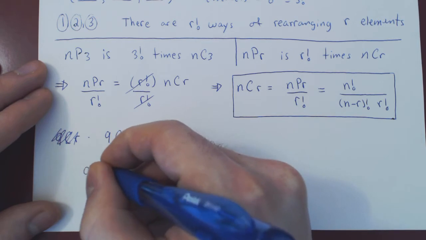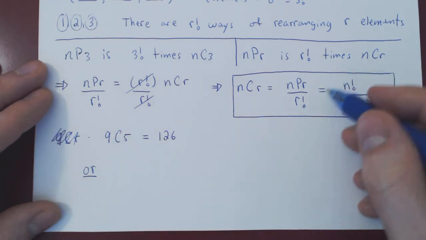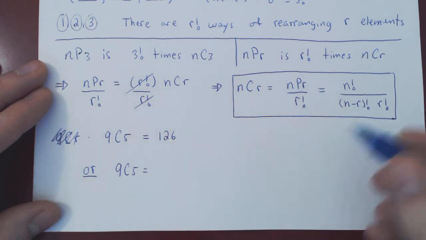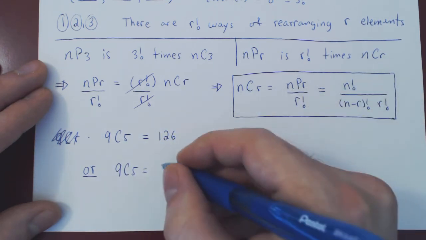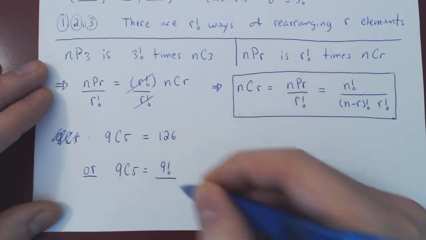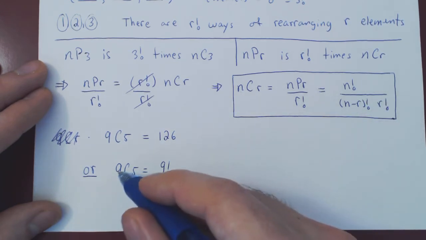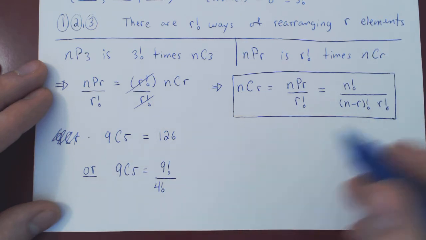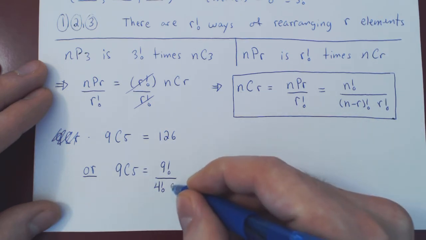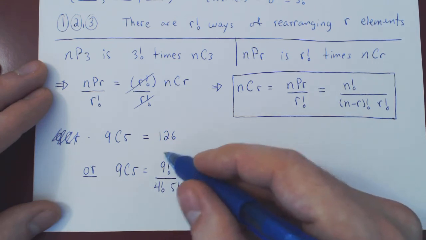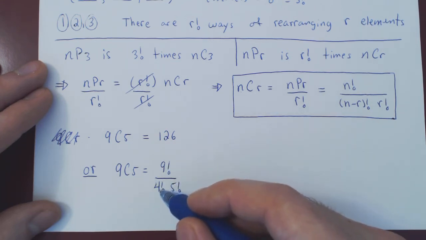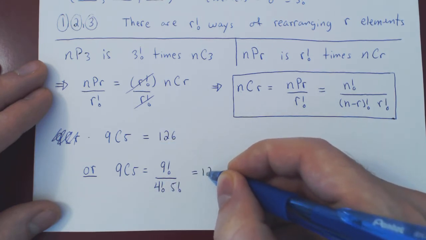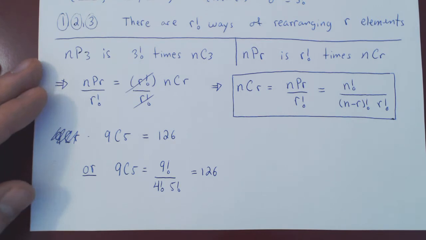Or of course, if you wanted, you could use the factorial exclusively. 9C5 is 9 factorial over n minus r, 9 minus 5 is 4, 4 factorial, r is 5, 5 factorial. So if you do 9 factorial over 4 factorial times 5 factorial, you will arrive at the same answer, 126 different possibilities. And that's it.